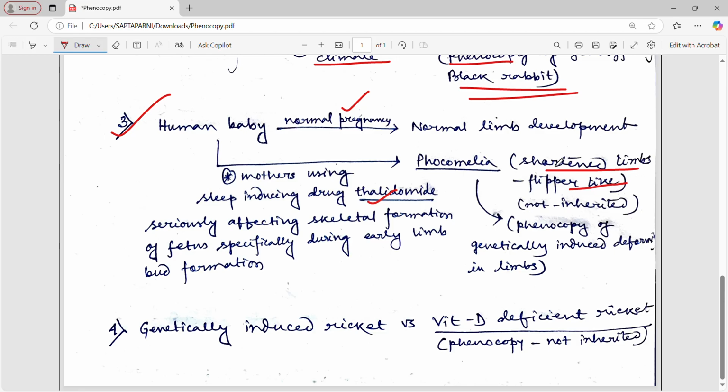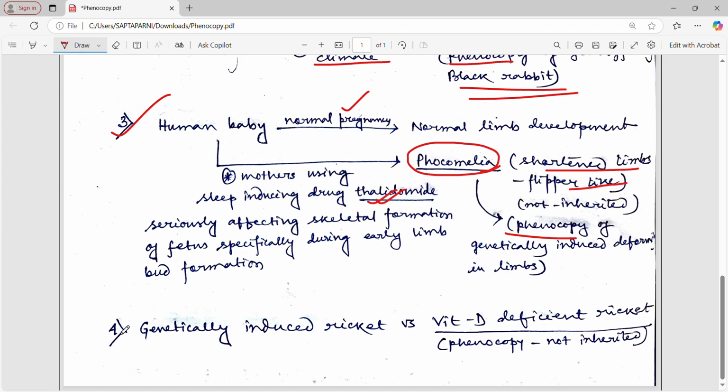So this phocomelia is induced by an environmental condition, the consumption of this drug. It is not genetically induced. This fetus was genetically normal, but the phocomelia is induced due to the drug. So this is a phenocopy of the genetically induced deformity in the limbs. Got it?